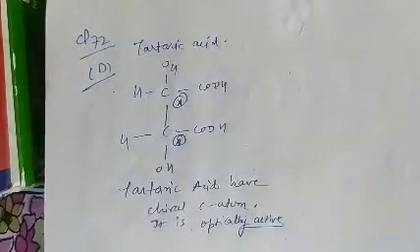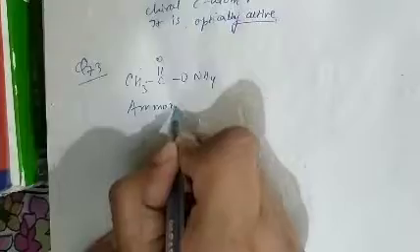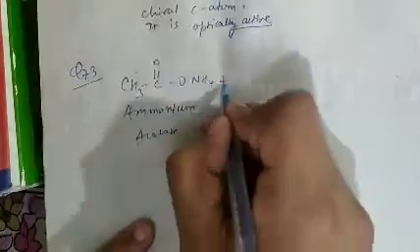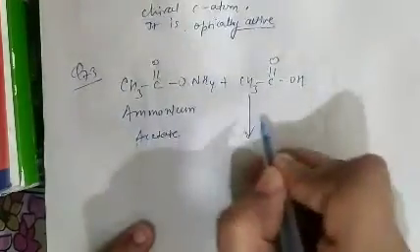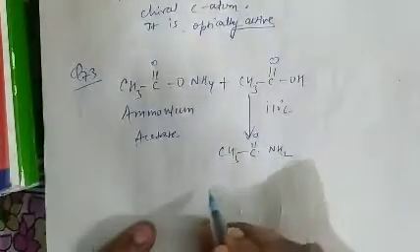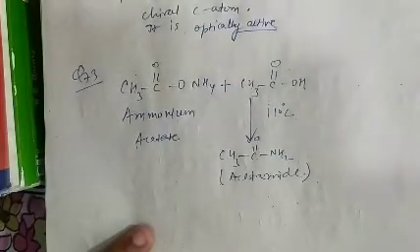See question number 73. Ammonium acetate, CH3COONH4. When ammonium acetate reacts with acetic acid, CH3COOH, the product obtained at 110 degrees Celsius has an amide group. This compound is called acetamide. So for question number 73, option A is correct.